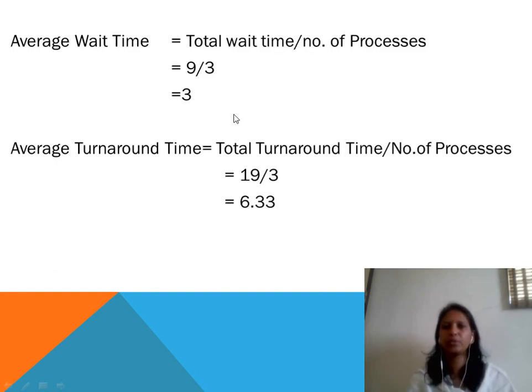From this data, we are going to calculate the average wait time for each process. As we have seen in the last slide, the total wait time is 9. There are a total of 3 processes available. So the average wait time for each process is 3, and the average turnaround time for each process is 6.33.